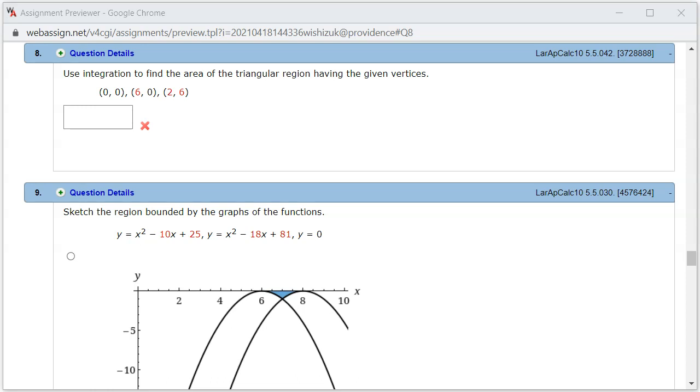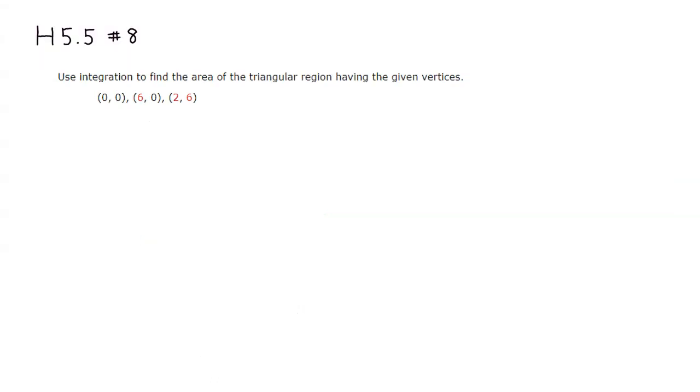All right, let's look at the homework 5.5, problem number 8. We want to use integration to find the area of a triangular region having these vertices. So let's do that. Let's draw a picture first.